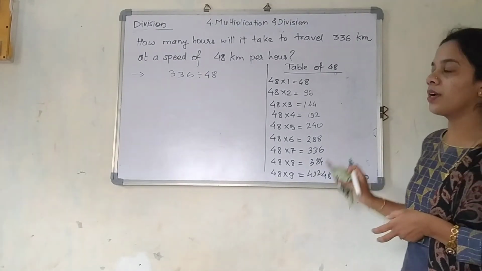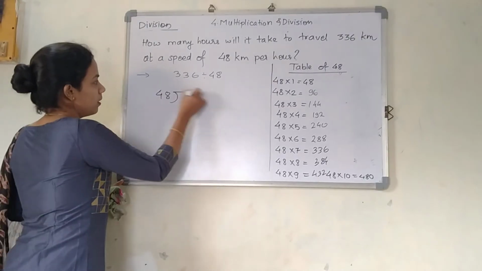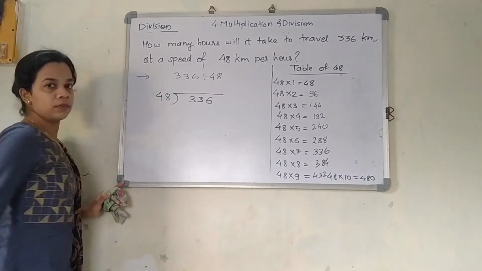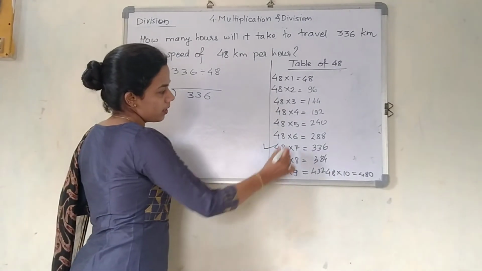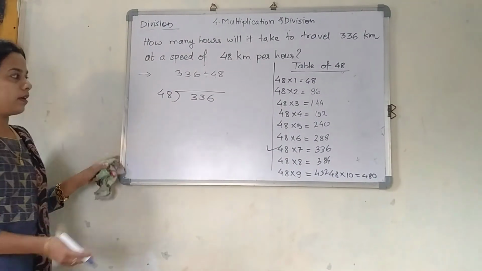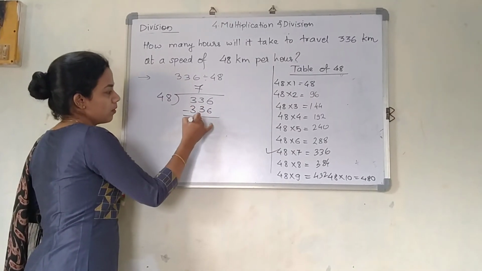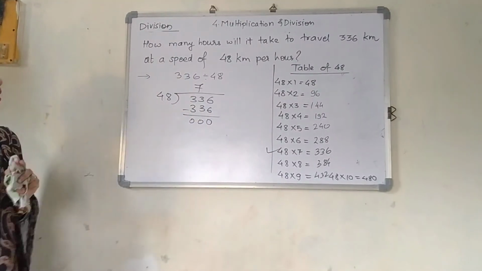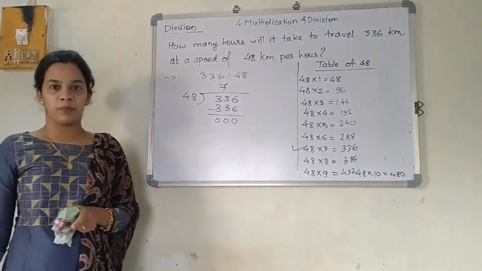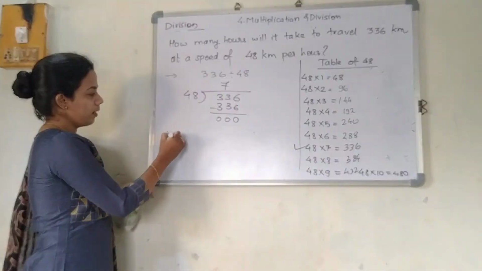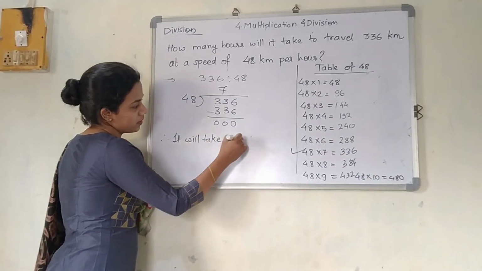We are supposed to do the calculation. Now you can see we are going to write this 48 over here and 336 over here. 48 how much is 336? If you can see over here, 48 sevens are 336. So clearly we are getting the answer. The question was asked to you, how many hours will it take to travel 336 km at the speed of 48 km per hour? Your answer will be, it will take 7.